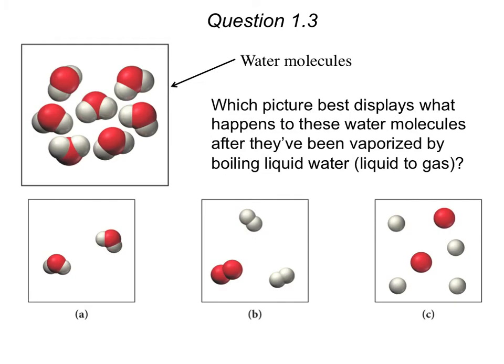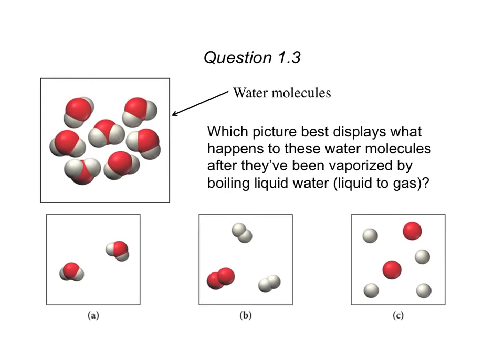Okay, so we'll do another one. I like this one. To our left, we have a bunch of liquid water molecules. These guys are liquid. And I want to know which picture accurately describes what happens after they've gone from a liquid to the gas, after they've been vaporized. So is it A, B, C, or D? Please feel free to discuss it with your neighbor too.